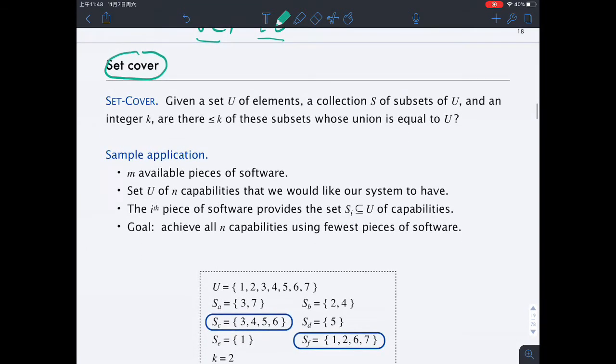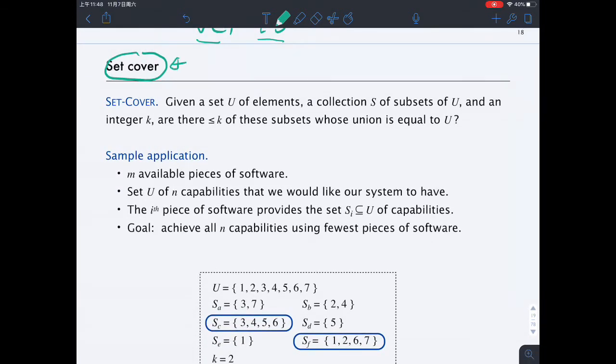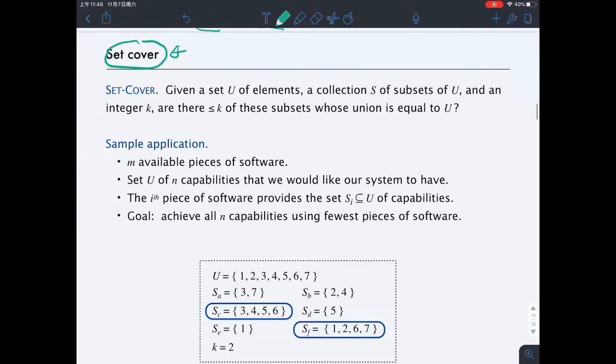So now, let's move to the set cover problem. As the name suggests, it's highly related to vertex cover, right? So let's move to the definition. In the set cover problem, we are given a universe U of elements, a collection of subsets of U, and an integer k. We want to know: are there at most k of these subsets such that when we take the union of these subsets, it's equal to U, right?